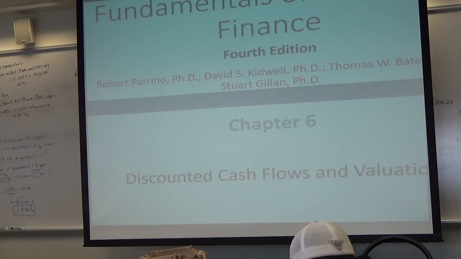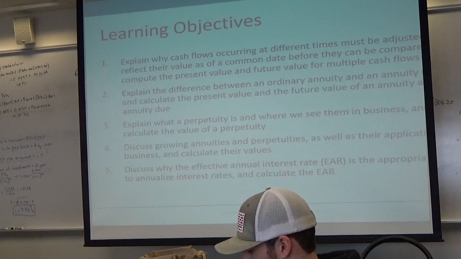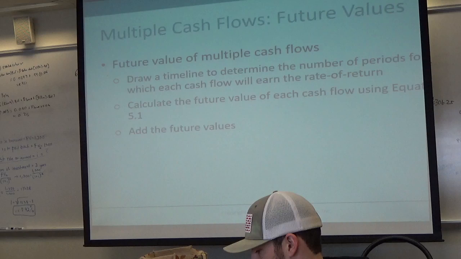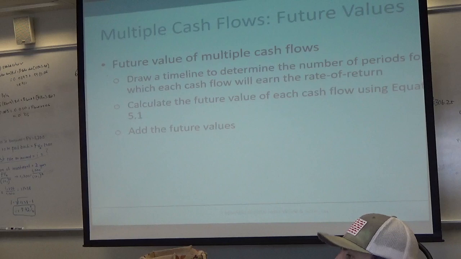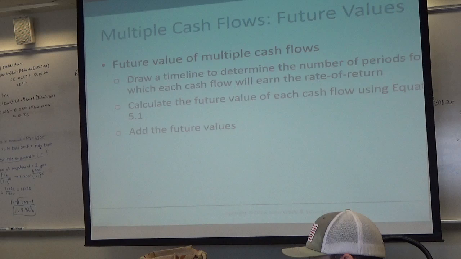All right, so we did chapter 6, discounted cash flows and valuation. For the future values of multiple cash flows, you need to draw a timeline to determine the number of periods for which each cash flow will earn the rate of return in that timeline. Then you calculate the future value of each cash flow using equation 5.1, which is on the next slide, and add the future values.